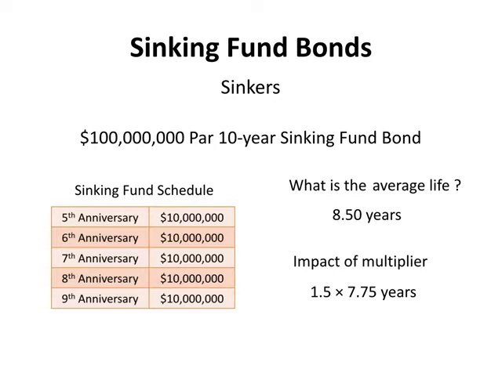The existence of a multiplier creates uncertainty about the average life of the sinking fund bond. At each of the designated times, the issuer can retire as little as the minimum amount required, or up to the maximum amount allowed by the multiplier, or anywhere in between. So if the sinking fund indenture was based on the original amortization schedule, but included a multiplier of 1.5 times, the bond issue could have an average life of as long as 8.5 years, but as short as 7.75 years, or anywhere in between those two bounds.